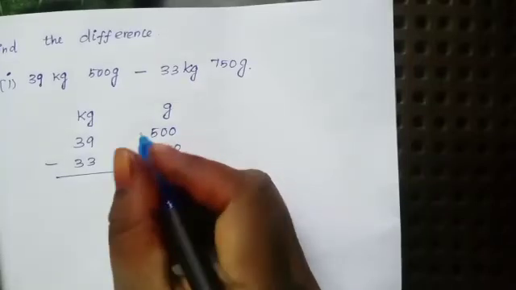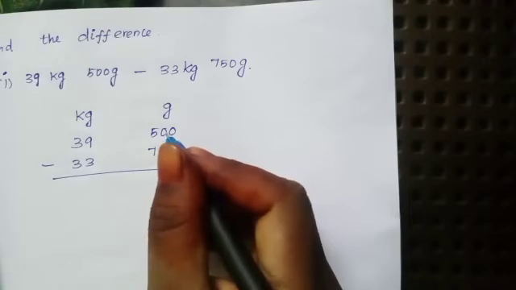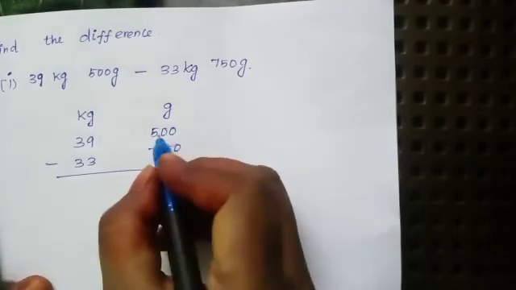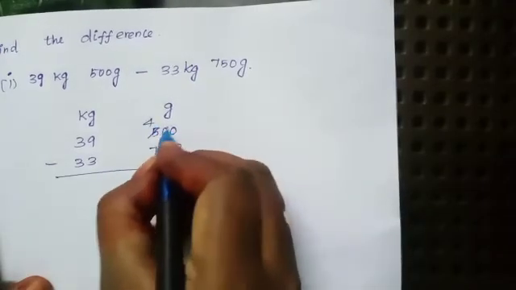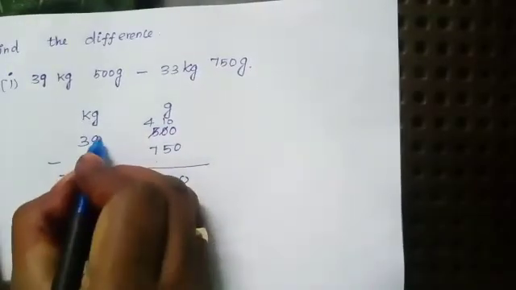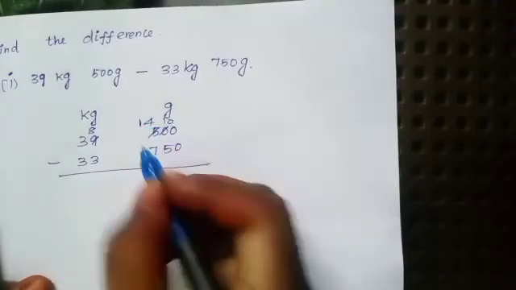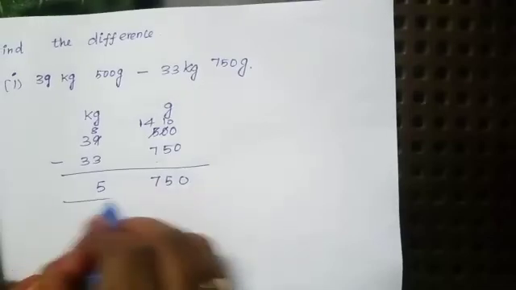So I'm regrouping the numbers 5 and 0. So 5 becomes 4 and 0 becomes 10. 10 minus 5 is 5. Again we can't do the subtraction with 7. So I'm regrouping the numbers 9 and 4 as 8 and 14. Now we can subtract 14 minus 7, which is 7. 8 minus 3 is 5. 3 minus 3 is 0, so we won't write that. So the difference of these numbers is 5 kg 750 gram.